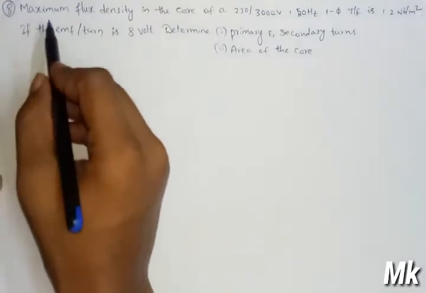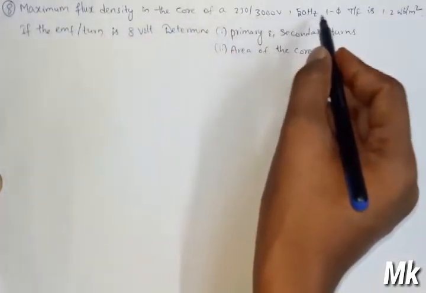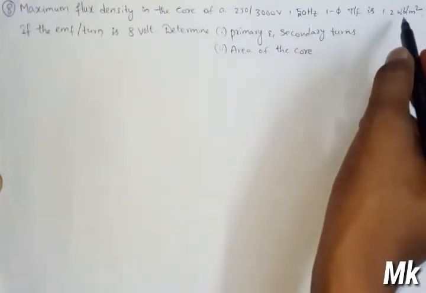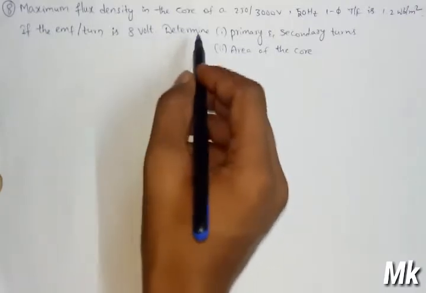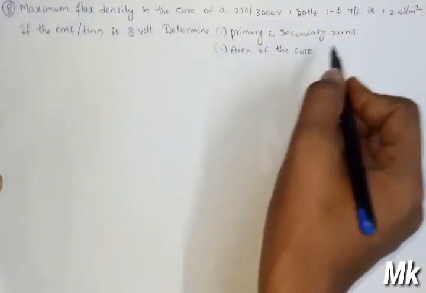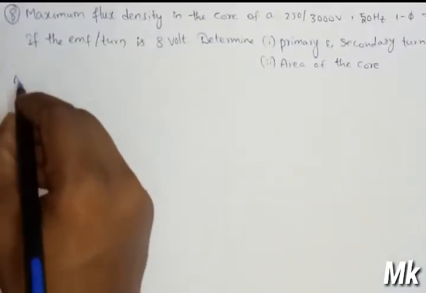Here the 8th problem is: maximum flux density in the core of a 250 by 3000 volt 50 Hz single phase transformer is 1.2 Weber per meter square. If the EMF per turn is 8 volt, determine 1. Primary and secondary turns, 2. Area of the core. First write the given data.